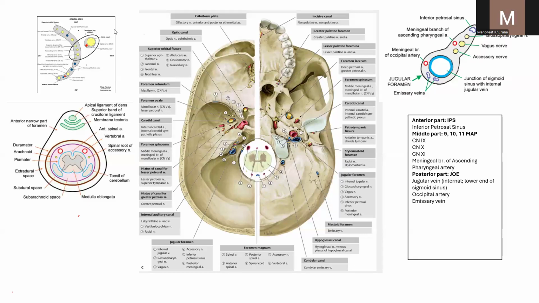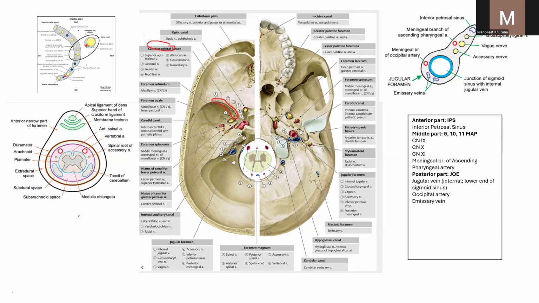Hello, everyone. So we discussed the jugular foramen in the previous video. In this video, we'll be discussing the superior orbital fissure. So this here in the diagram is the superior orbital fissure, right?